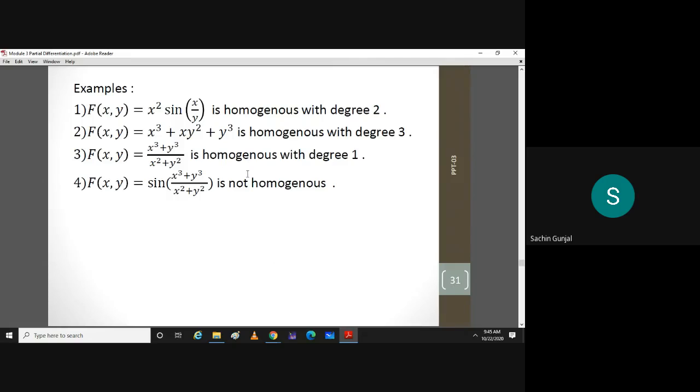Please note down this. And write down that example as the fifth example. f of xy is equal to, say, cos of (x square minus y square upon x square plus y square), is homogeneous of degree 0. Write it as the fifth example.